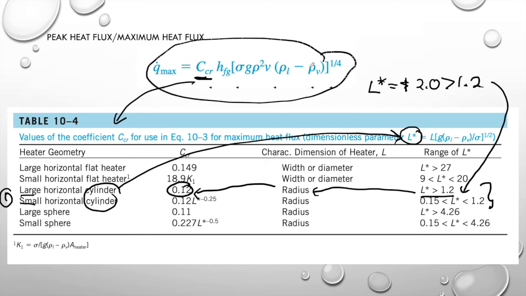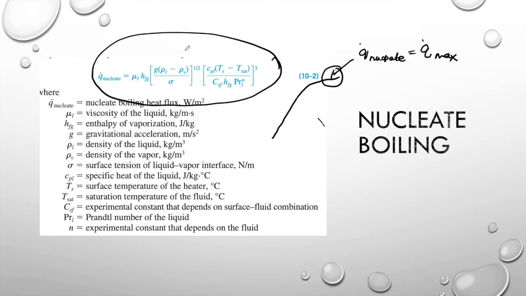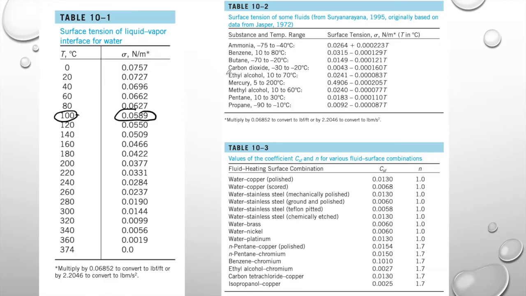But you do not have to worry because you already found the Q dot maximum. So what you have to do now is find the properties here. We have CSF, we have N. All the properties will be evaluated at 100 degrees Celsius, T saturation. Now we take a look at the CSF and N values. To get the value for both of these parameters, we have to refer to table 10.3.